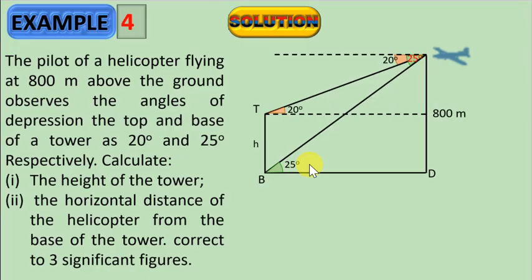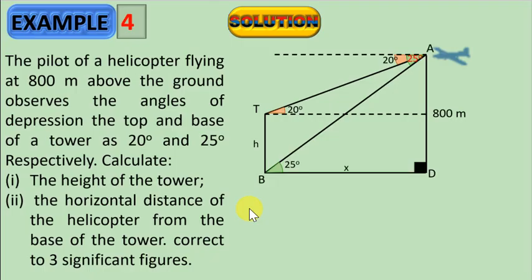The first question says we should find the height of the tower. Please take note, there are so many methods you can use to solve this problem. You can use sine rule or cosine rule. You can use trig ratios and so many other methods. So the method I'm using now is not the only method. Please take note of that. Time will not permit us to show all the methods in this particular video. So now let's solve the problem.